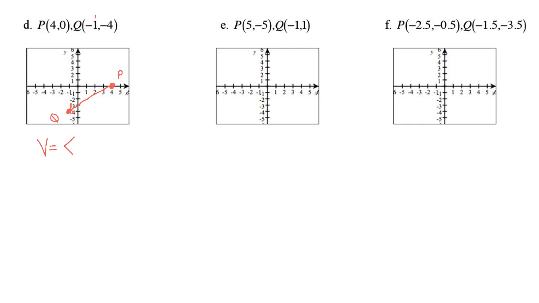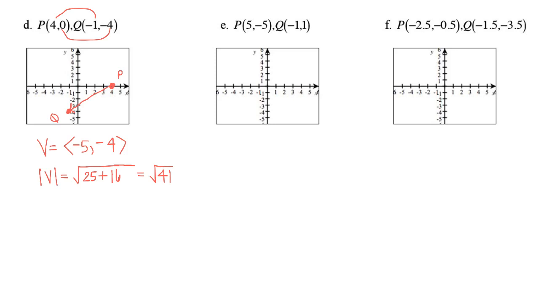Well, we're going to have -1 minus 4, so -5. And then -4 minus 0, so -4. And then we need to do the magnitude of vector v. So we're going to have the square root of 5 squared, so 25, plus 4 squared is going to be 16. So that's going to give us the square root of 41. Okay, moving on to the next one.